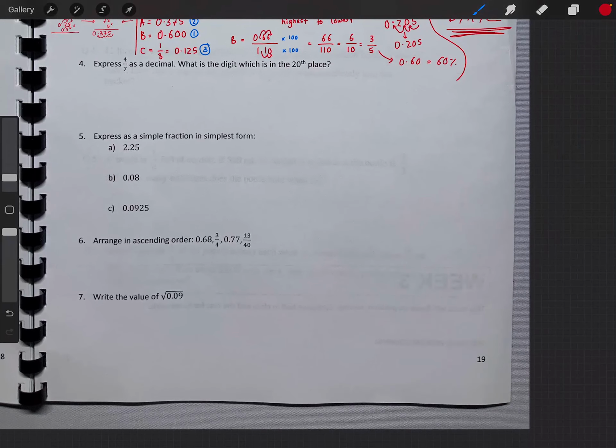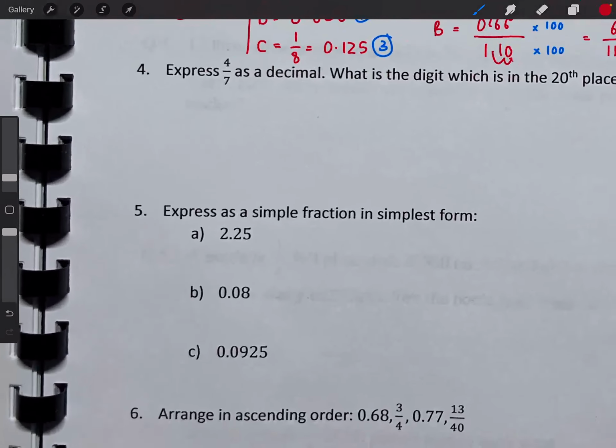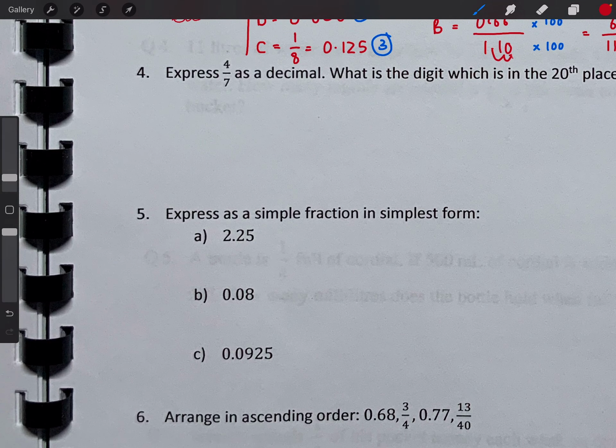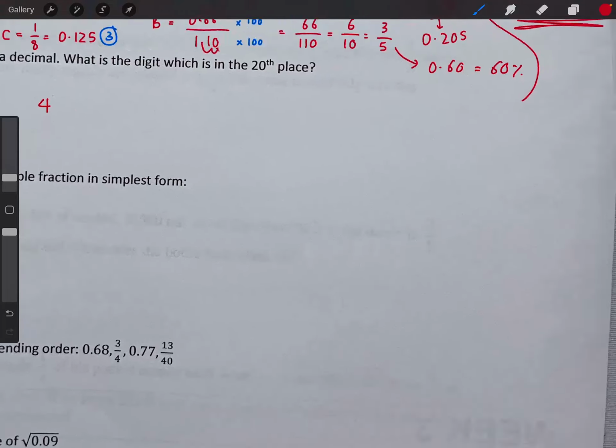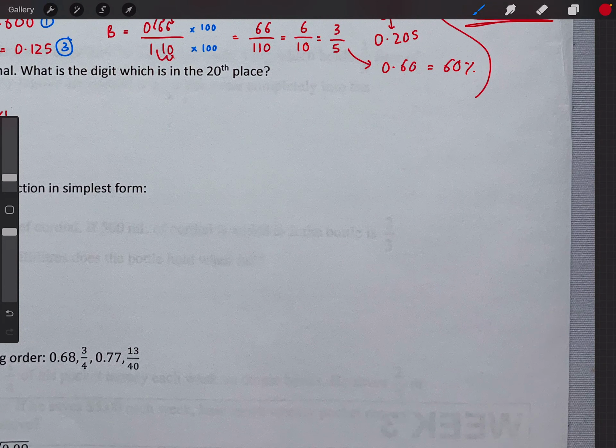Next one, question 4. Express 4 over 7 as decimal. What is the digit which is in the 20th place? So 4 over 7. Now, if you want to write this as decimal, you have to do division, right? You gotta do 4. Oh man, this is gonna take a bit of space. So I'm going to do 4.